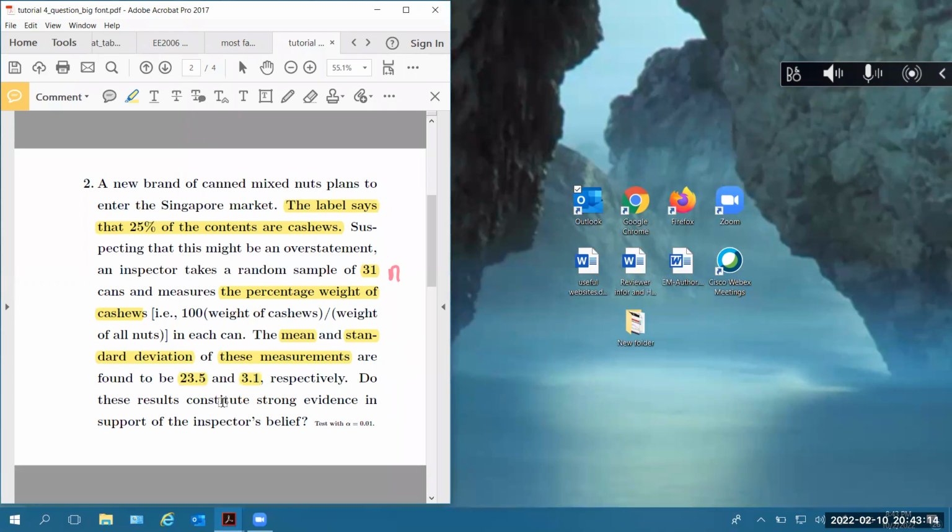Now let's see. Mean and standard deviation of. Now you know from our hint, we know that this one is mean and standard deviation of x. So this is likely to be our big X, right? And then this big X is these measurements. So what are these measurements? What kind of measurements?